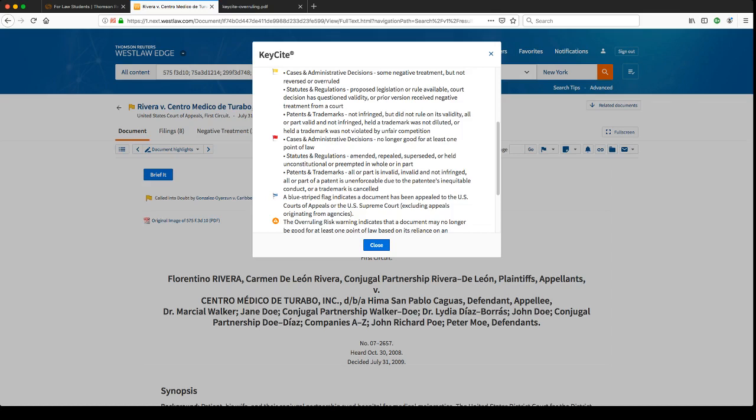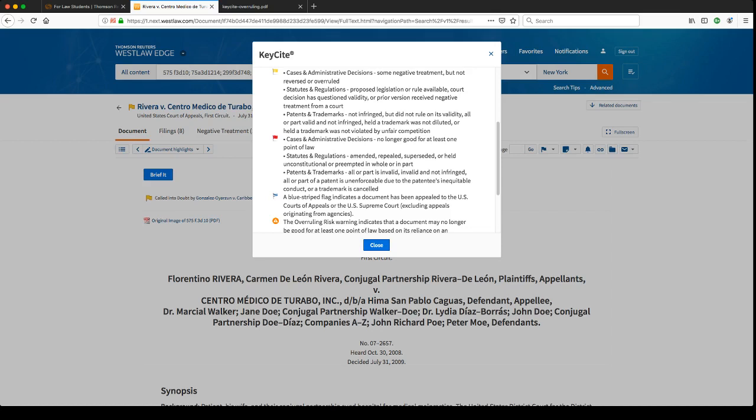A yellow flag for a case means that the case is still good law, but it does have some negative references to it. It could be that there was another case out there that disagreed with your case, criticized your case, or simply distinguished itself on the facts from your case. Your case is still good, but it's somewhat of a warning, if you will, that there are some negative references to your case.